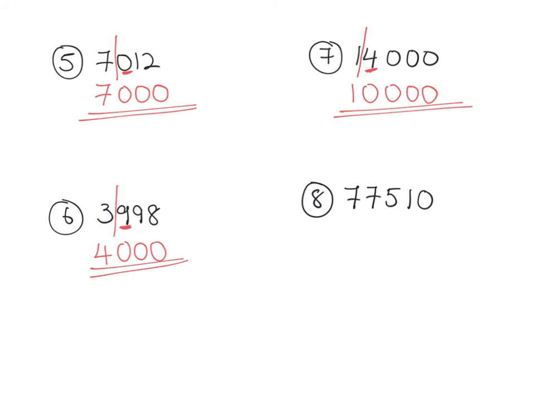77,510. First significant figure is the 7 because that's the first non-zero number. So I'm rounding there, only considering this digit straight afterwards. I'm not bothered about the others. That is a 7, which is 5 or more, so it rounds the previous 7 up to an 8. And I'm filling in every single place to the end of that integer, all the way to the end, with those zeros. So final answer for number 8 is 80,000.